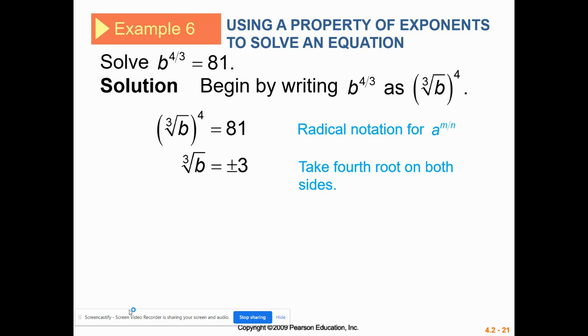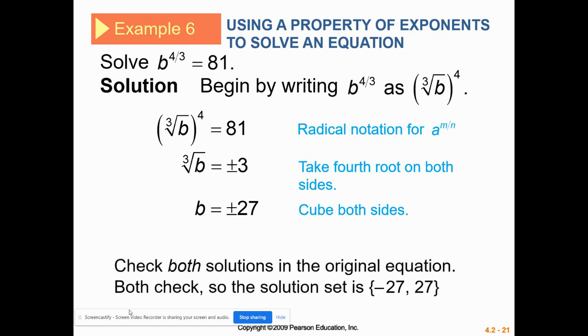Now, because the 4th root is an even root, there are two values for the 4th root of 81, both positive 3 and negative 3. Now I've got the cubed root of b equals plus and minus 3. We want to cube both sides to get rid of the cube root. So I have two answers because the cube of positive 3 is 27 and the cube of negative 3 is negative 27.